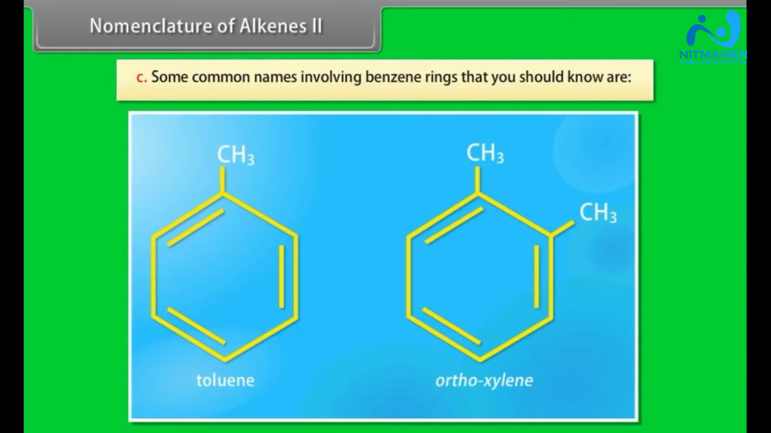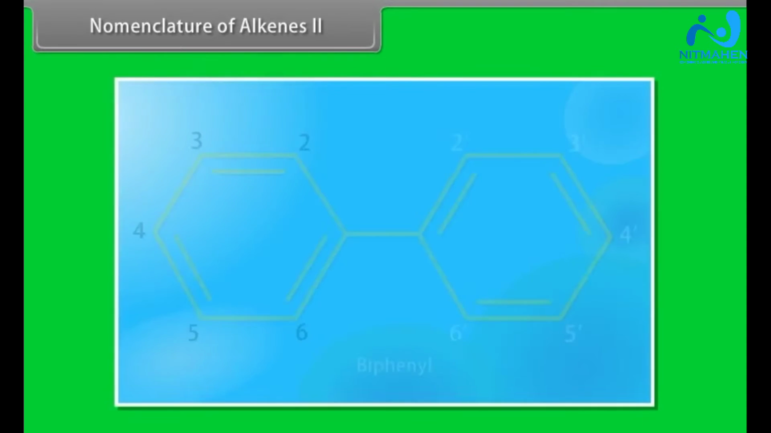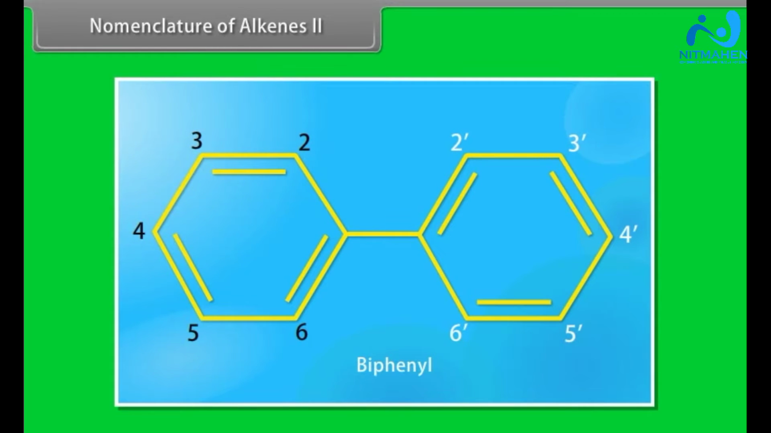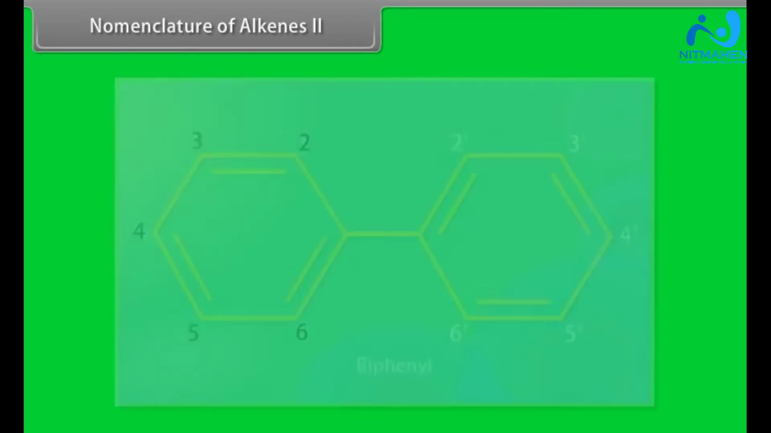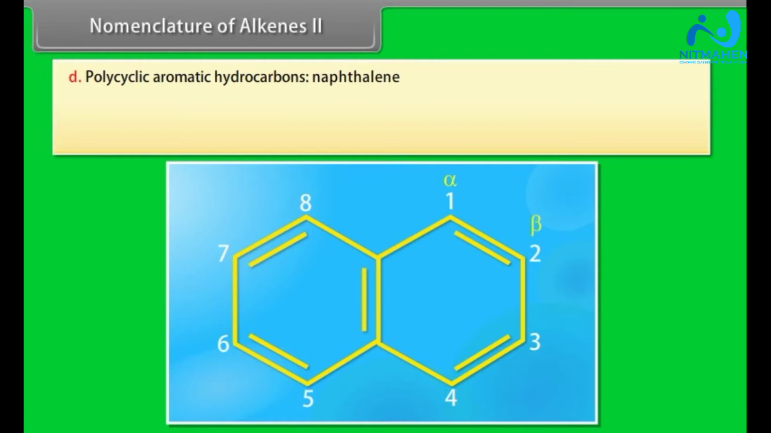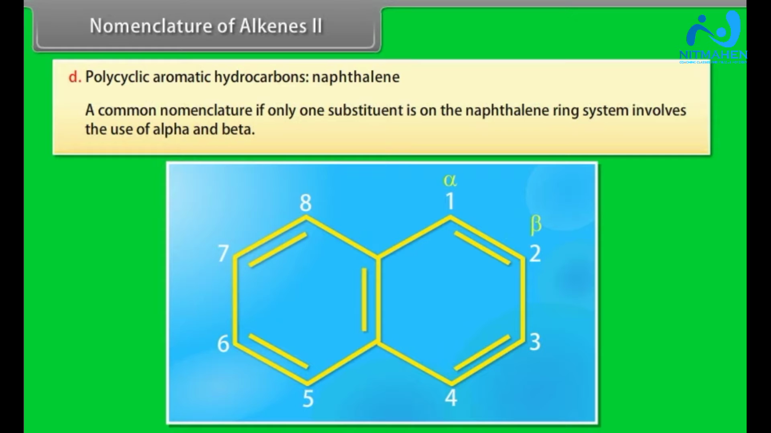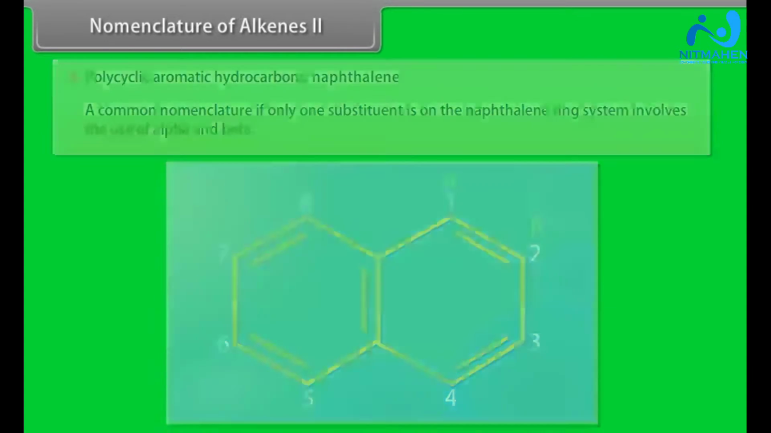Nomenclature of alkenes 2. C. Some common names involving benzene rings that you should know are toluene and o-xylene. Biphenyl. Notice the numbering convention for this compound. D. Polycyclic aromatic hydrocarbons that you should know are naphthalene. A common nomenclature if only one substituent is on the naphthalene ring system involves the use of alpha and beta.